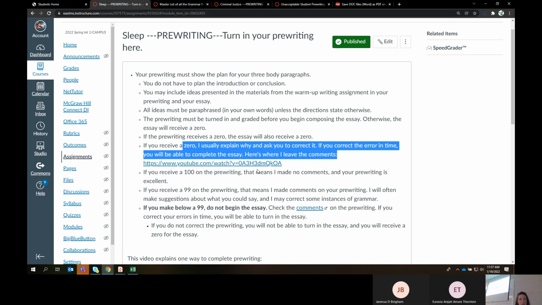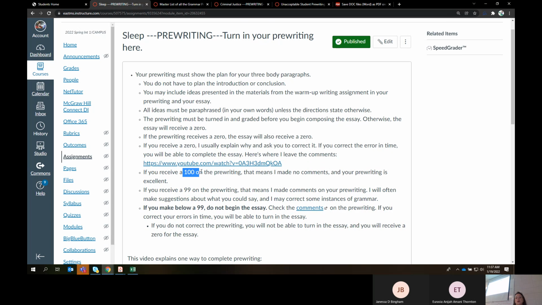But don't do the essay till we get that pre-writing where it needs to be. If you get 100 on the pre-writing, it's good to go. Because sometimes I'll go in there and fix grammar, even though I'm not marking for grammar, so that you don't carry that grammar over to the essay. So if there's a 99, I fixed something, or I made suggestions, and some of my suggestions are terrible. Don't forget that. So you don't have to take all my suggestions for ideas.